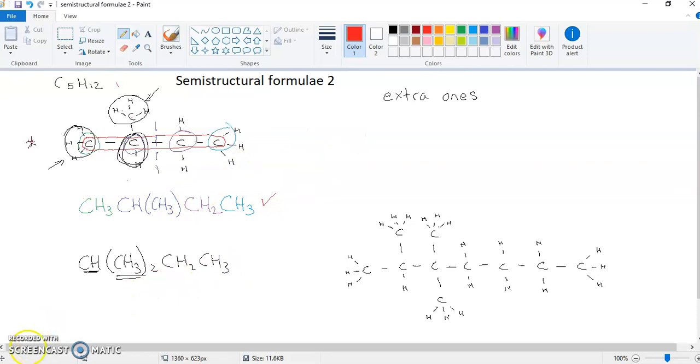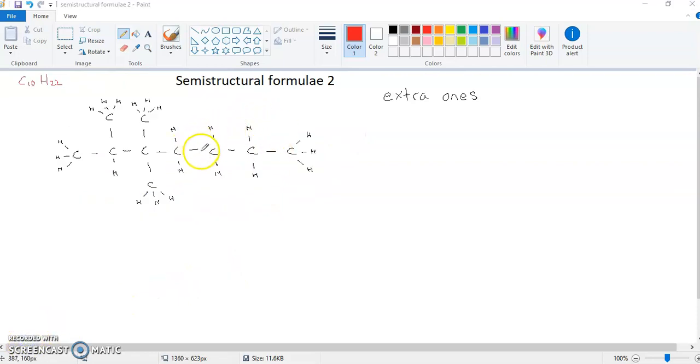And one more for good measure. And lastly, we have a decane isomer. So let's get to work on this one. First job, find the longest carbon chain.